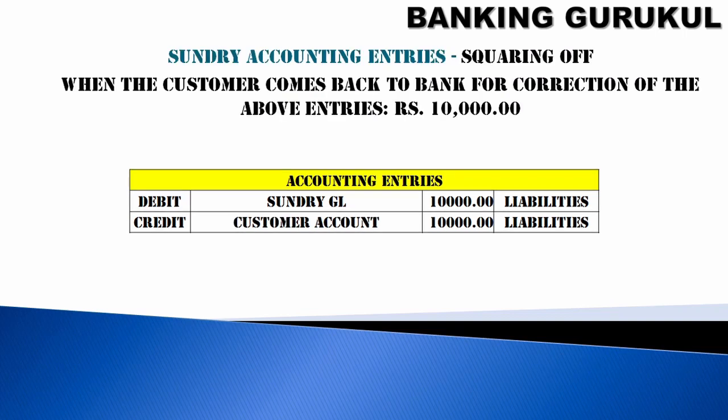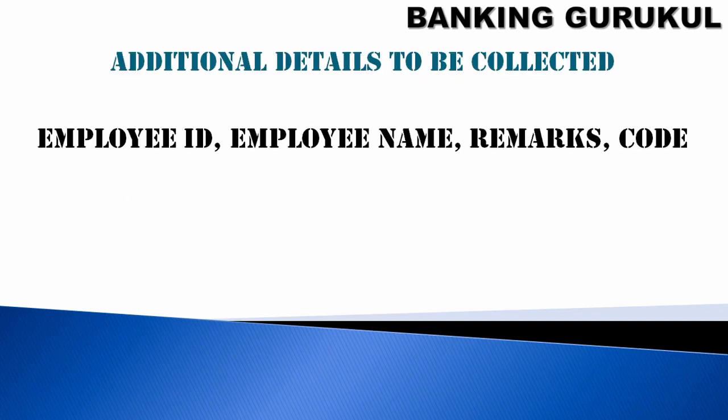Then maybe after 15 days, 1 month or 2 months, the customer comes back to the bank and says, last month I gave 10,000 rupees and it is not credited to my account. Then you can verify the details, debit the sundry creditors, and credit the customer account, because it will go to the correct person's account. So always for suspense or sundry creditors, mention the employee ID, employee name, remarks and unique code.